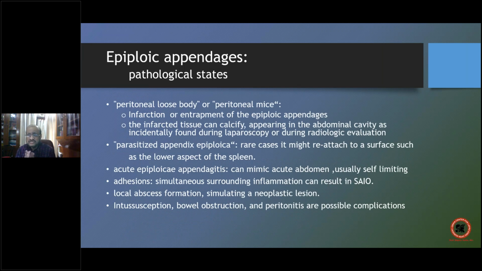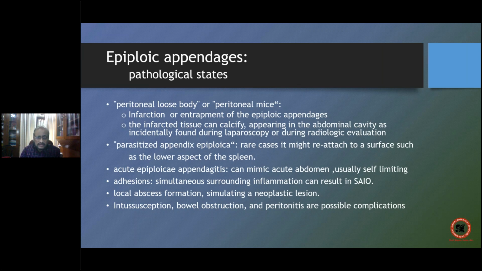Now, is there any pathological state attached to it? Why are we so concerned? Apart from the identification part of it, the debatable physiological part of it, do they have any kind of pathological significance? Yes. One is the typical peritoneal mice or peritoneal loose body that we often encounter when we do laparotomies. We find these small whitish bodies floating or found associated inside the peritoneal cavity.